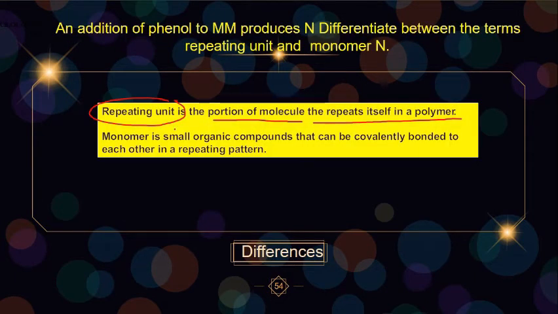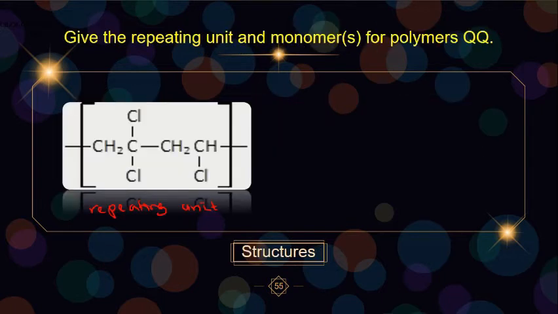So what are monomers? Monomers are small organic compounds that can be covalently bonded to each other in repeating patterns. So what are the monomers for this one? There are two monomers here, so this is a copolymer, from either condensation or addition polymerization. Here there is a single bond, so when going to the monomer, it becomes a double bond. You don't change anything else.